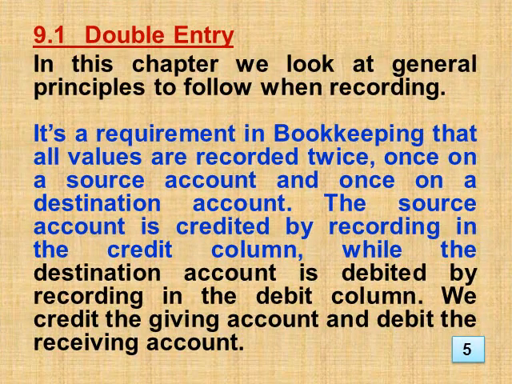Section 9.1. Double entry. In this chapter we'll look at general principles to follow when recording. It's a requirement in bookkeeping that all values are recorded twice, once on a source account and once on a destination account. The source account is credited by recording in the credit column, while the destination account is debited by recording in the debit column. We credit the giving account and debit the receiving account.